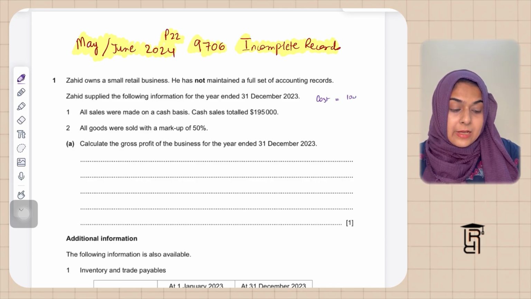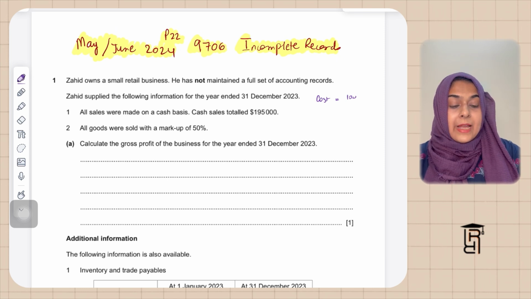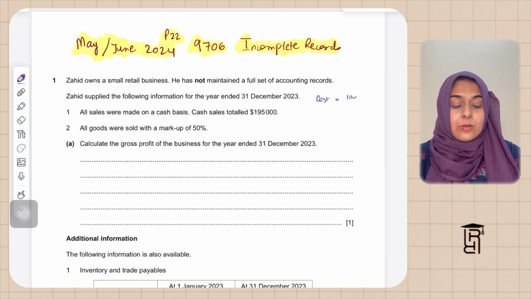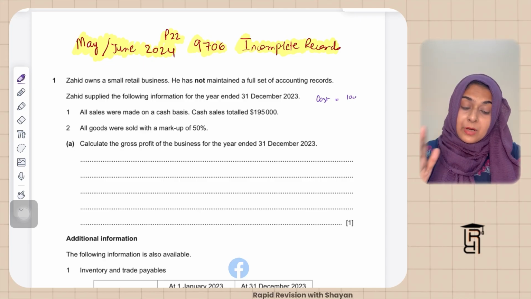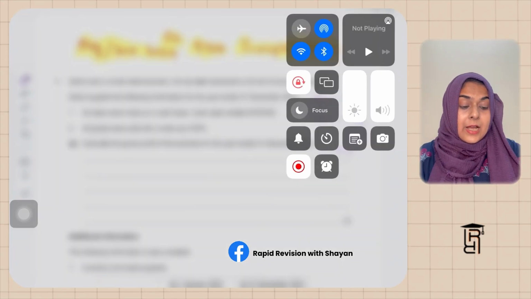In that case, revenue will be the selling price, which is cost, 100, plus markup, which is 50. So that will be 150%. And gross profit in this case will be 50%. So that is how markup is. Basically that is what you do when you have been given a markup. When you are given a markup, you assume cost of sales is 100%.